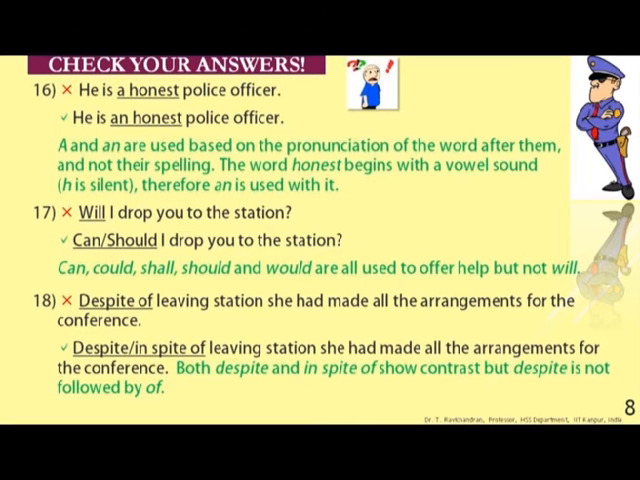Both despite and in spite of show contrast, but despite is not followed by of. You should always remember, despite is without of, in spite of has of. The last two ones, I hope you are checking it properly.